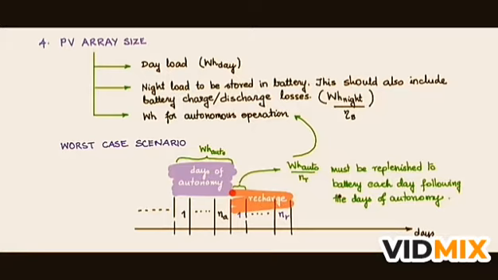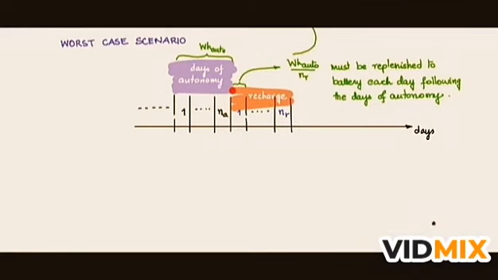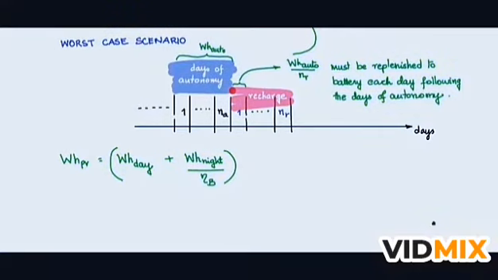Taking all these things into account, let us now write down the watt hour PV requirement, which will be like this: watt hour PV, watt hour day plus watt hour night by the efficiency of the battery. This is the standard requirement where the PV has to supply the day load plus the night load plus the battery charge and discharge losses.